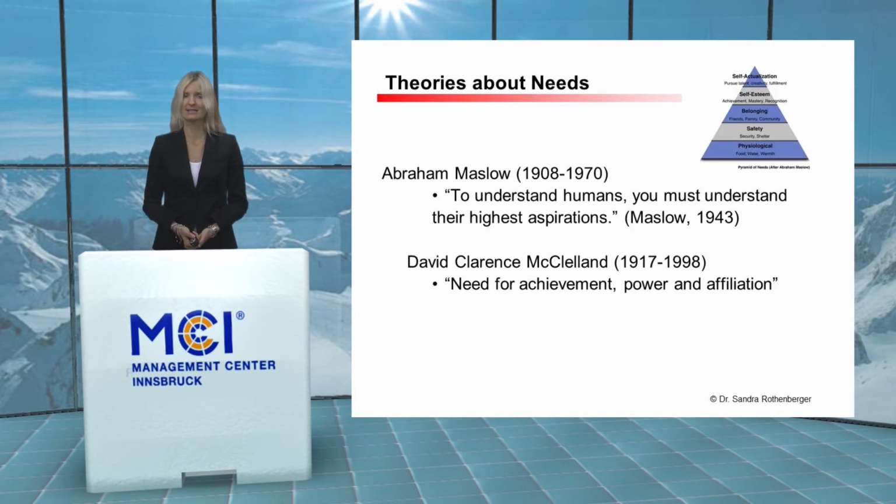When we think about needs, we have to understand the two main theories of needs. Abraham Maslow, who invented the pyramid of needs. To understand humans, you must understand their highest aspiration. David Clarence McClelland also developed a theory about needs, and said that there are needs for achievement, power, and affiliation. As many of you already heard about Maslow's pyramid, I will go into more detail on David Clarence McClelland's need for achievement, power, and affiliation.